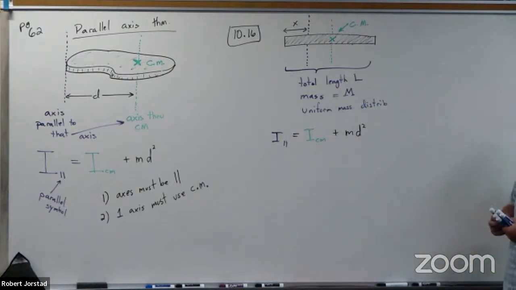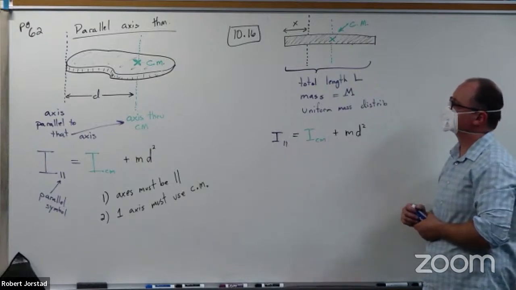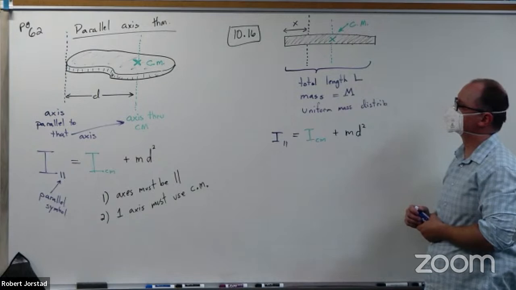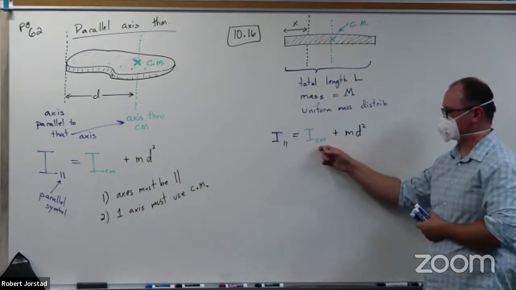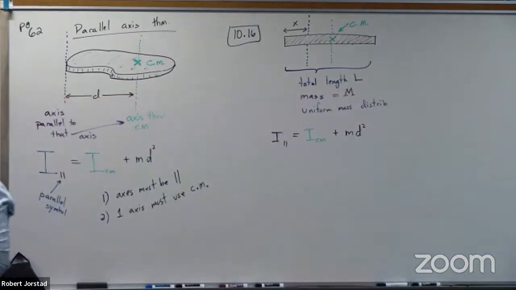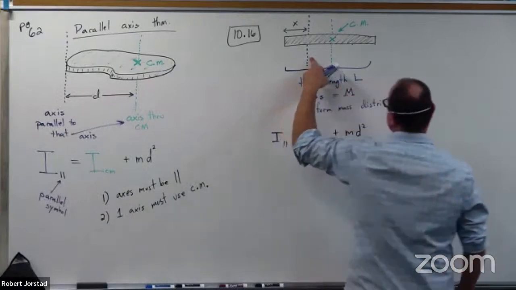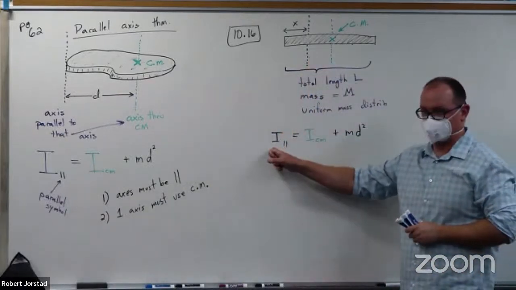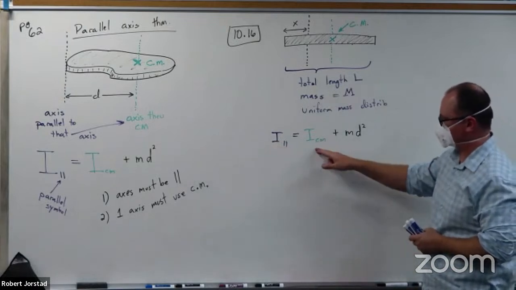Okay. I'm looking for which of these terms in this problem. Do I want md squared? Do I want I center mass, or do I want I parallel? What is the problem asking? Determine I about the axis shown. That was this one. So I want to get this. Agreed? Help me. What is I center of mass?